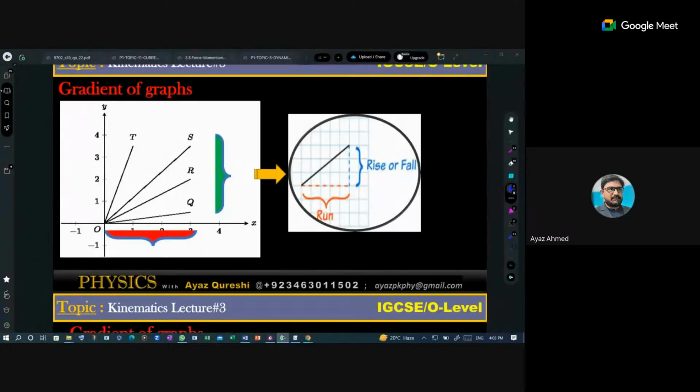Similarly, if you come to this point, here all these graphs have rise and run. So Q has small rise, so its gradient is less. R's rise is greater, its gradient is more. Then S has more steeper gradient, and T has the highest gradient. So as I told you, steeper the graph, higher would be the gradient.